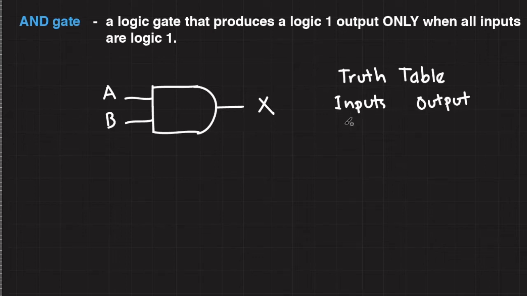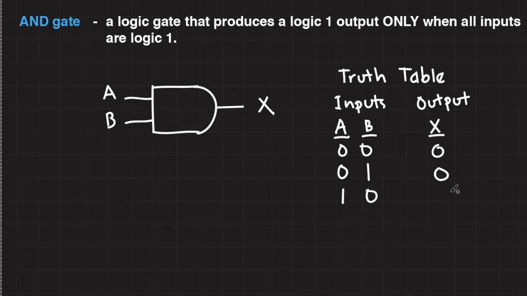Its inputs are A and B, its output is X. So if both A and B are 0, based on this definition, the output will be 0. If A is logic 0 and B is logic 1, then again based on the above definition, the output is 0. Or if A is logic 1 and B is logic 0, then the output is still 0. But if both A and B are logic 1, then that's the only time it will produce a logic 1 output.